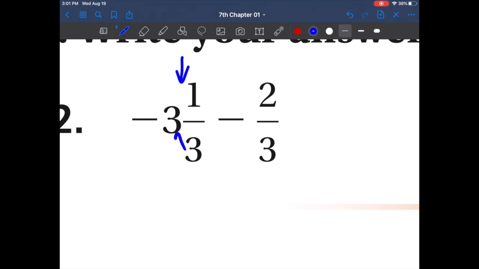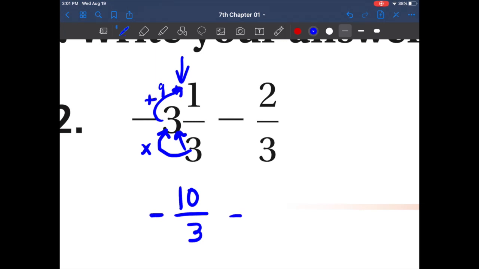So we multiply our denominator by our whole number. 3 times 3, that gives us 9. Let's add our numerator. Plus 1 gives us 10. So that's 10 over 3. I'll do that again. We multiply this, and then we add this. 10 over 3, that's a negative, minus 2 over 3.